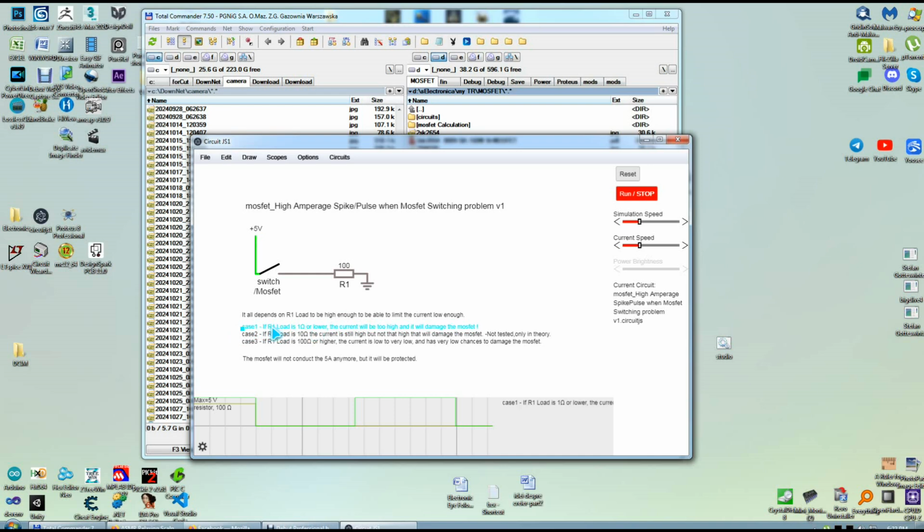So in case 1, if the resistor is 1 ohm or lower than 1 ohm, it may be 0.1 or 0.2 or 0.5 ohms, basically a shunt that you are having here, the current will be too high and it will damage the MOSFET. But actually the MOSFET didn't get damaged by those 5 amps that I was passing through this 1 ohm resistor. The MOSFET got damaged by the switching of the power supply when it was switching.